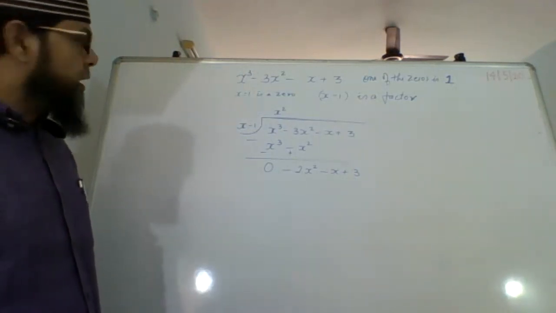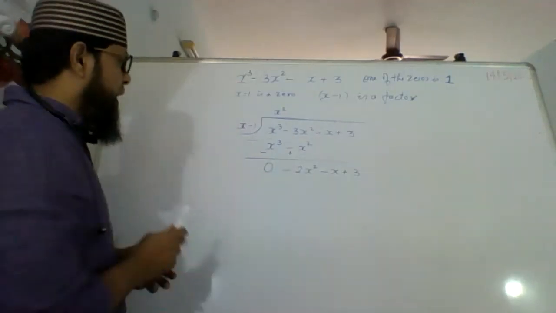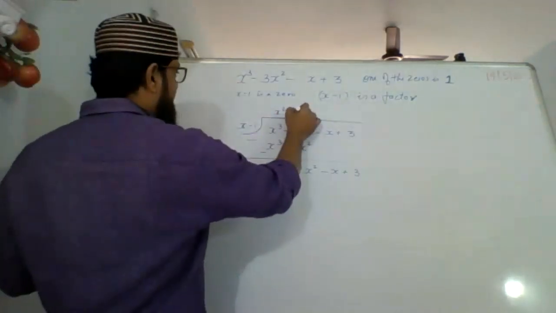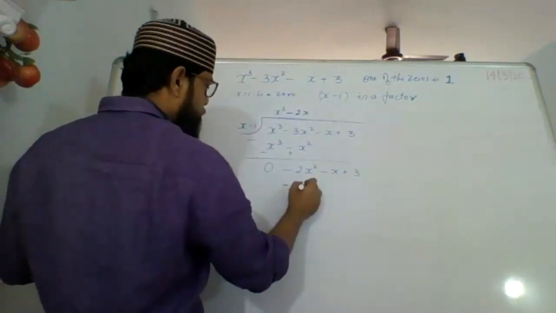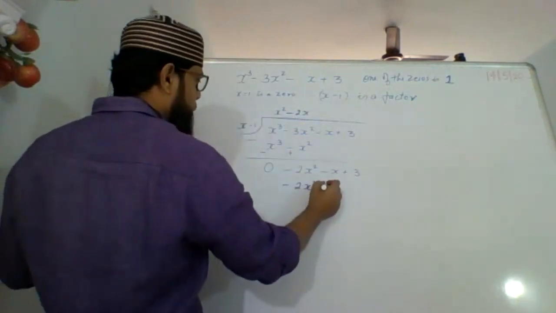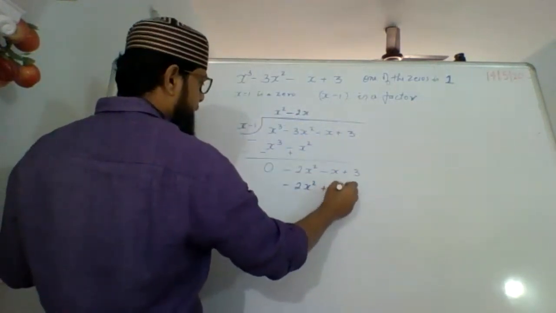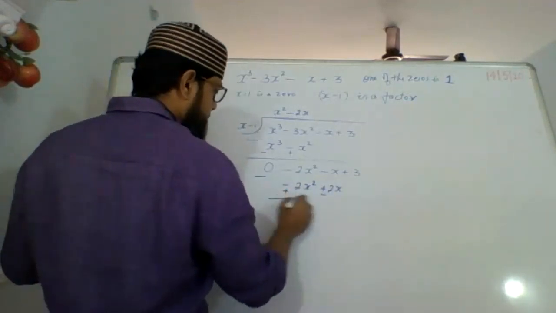Okay. Then I want minus 2x square. Here there is only x, so I have to multiply by minus 2x. Minus 2x into x will give me minus 2x square. Minus 2 into minus 1 is plus 2x. Subtract, signs will change, plus and minus.